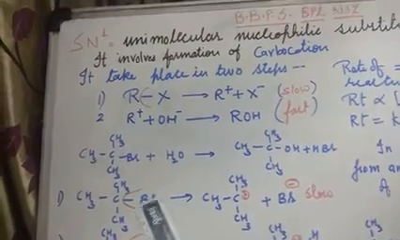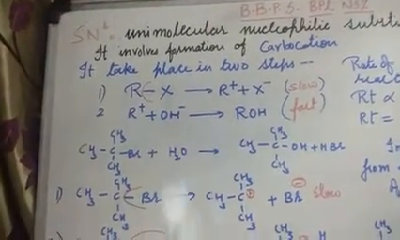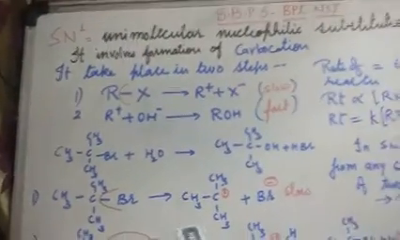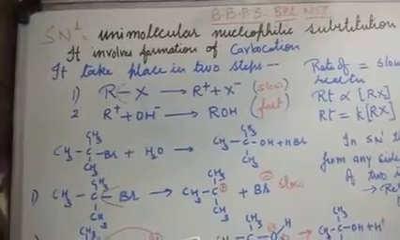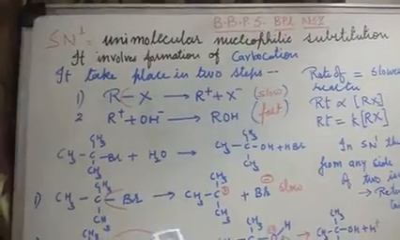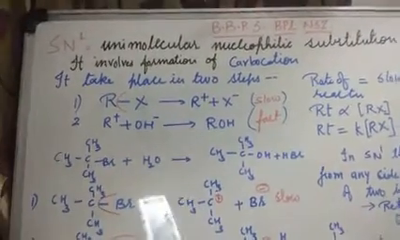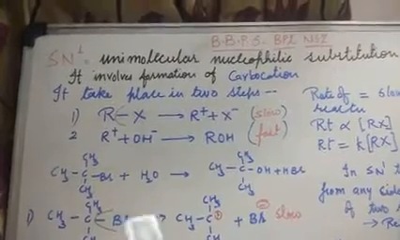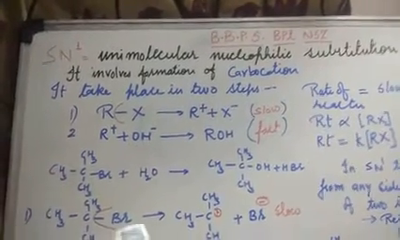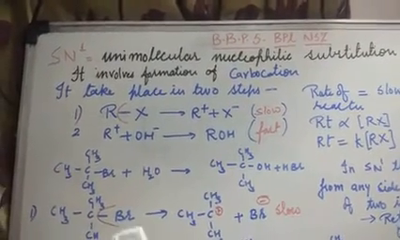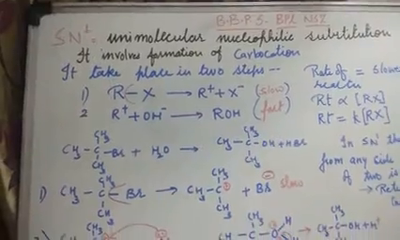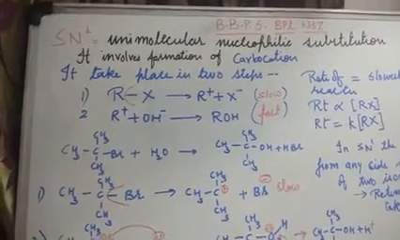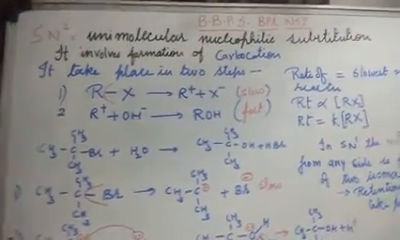While in case of SN2, students, we studied that primary alkyl halide is more reactive towards SN2. There, crowding effect was taking place. That reaction was not taking place in 2 steps. That was taking place in 1 step. SN2 is having elementary reaction, but SN1 is having complex reaction. Reaction taking place in more than 1 step.